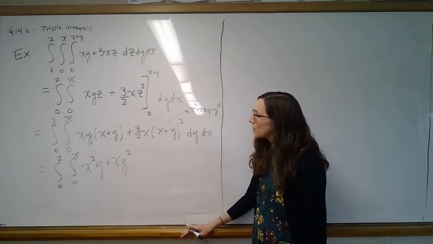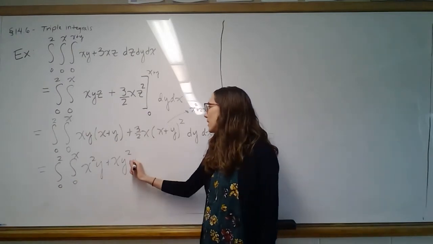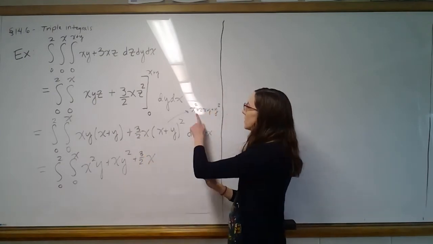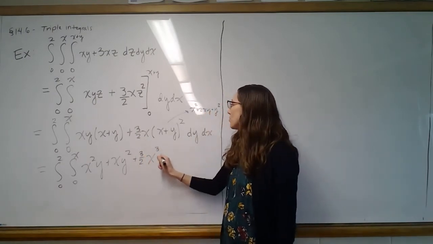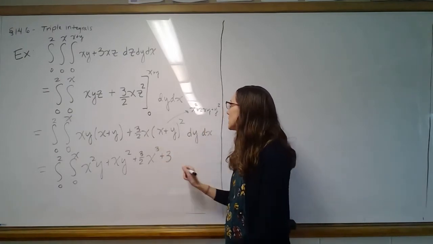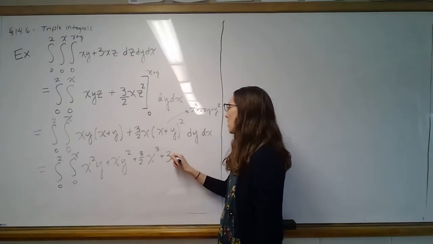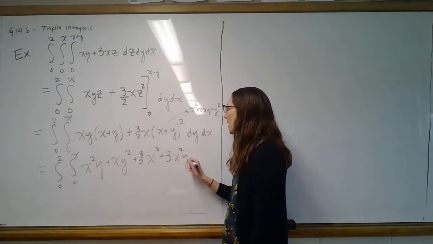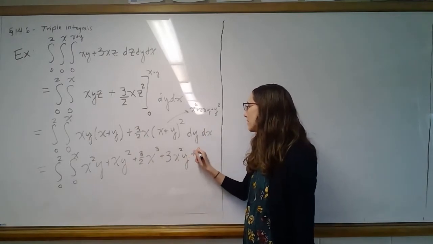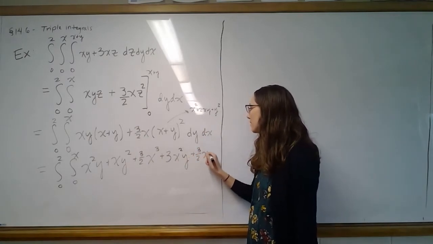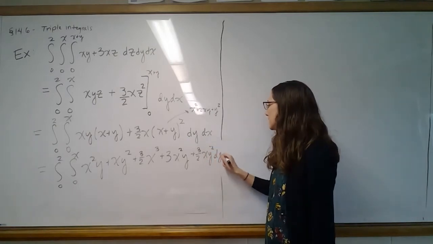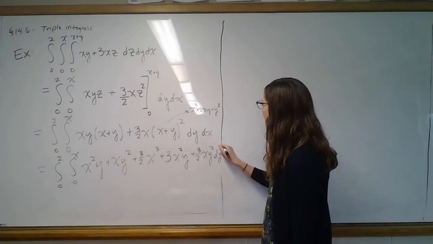And then now I can distribute the 3 halves x, so I'm going to have plus 3 halves. We'll have x times x squared is x cubed. We'll have plus 2 times 3 halves will just be 3, and then we'll have x squared y, and we'll have 3 halves xy squared. And then this will be dy dx. So we're going to take a look at this.